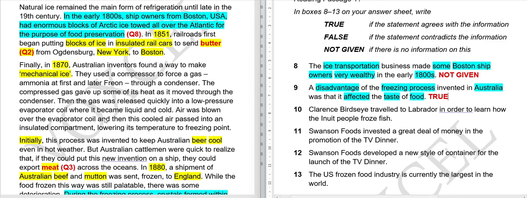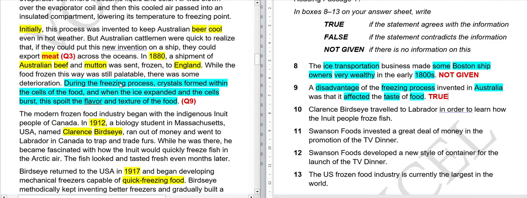Okay, moving on to the next. Hope it is clear why it is true, because it affected, it spoiled the flavor. Flavor meaning to say taste of the food. So your answer is true.